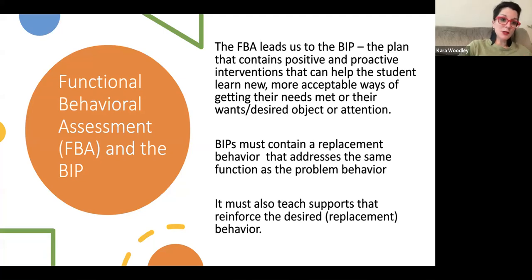This plan, once we've considered all the things we talked about today as a multidisciplinary evaluative team, special educator, we get to that BIP, and this is the plan that contains positive and proactive interventions that can help the student learn new, more acceptable ways of getting their needs met or their wants and desires, that object or the attention that they want. BIPs must contain a replacement behavior that addresses the same function as a problem behavior. It must also teach supports that reinforce the desired replacement behavior. So as you're starting that behavior action plan with us this week, we're going to be leading to the BIP. Okay, the FBA and the BIP, and that behavior action plan is that first part of it.